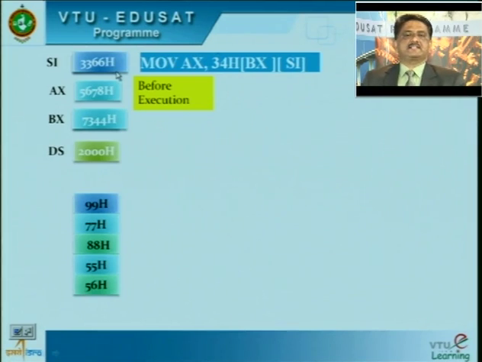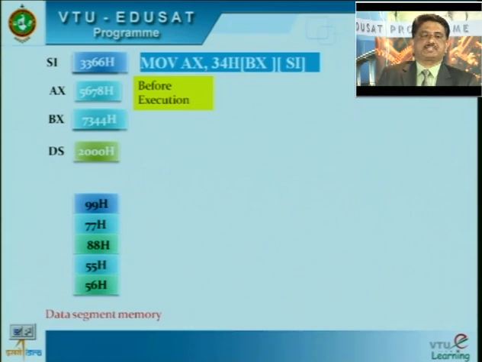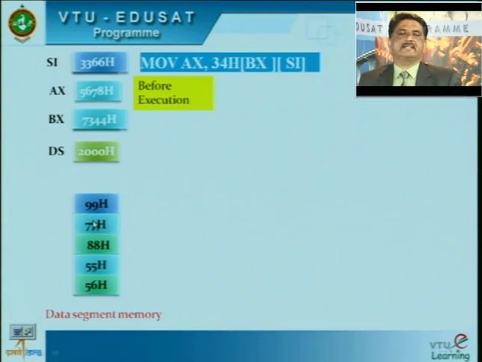Now, the content of SI, let us assume that it is 336X. The content of AX is 5678. The content of BX is 7344. The content of DS, let us take it as 2000H. And I have just taken a section of data segment memory. Before execution, this is the content of my registers and the data segment memory.